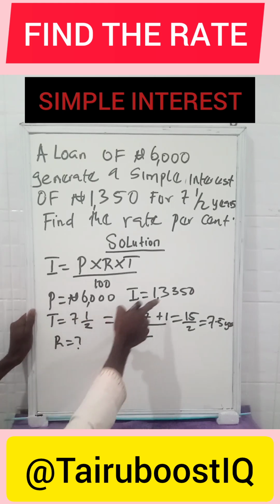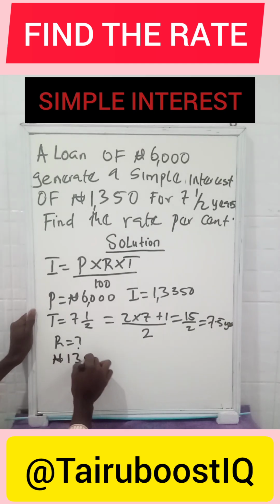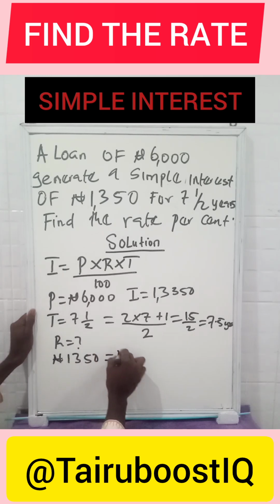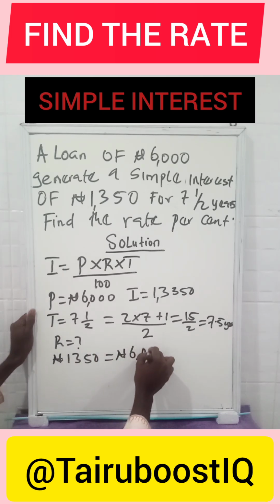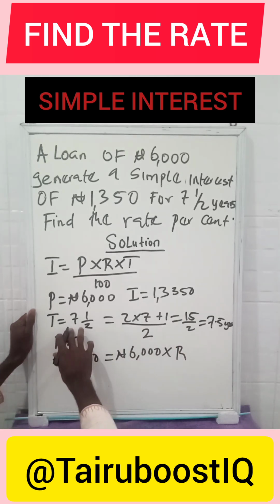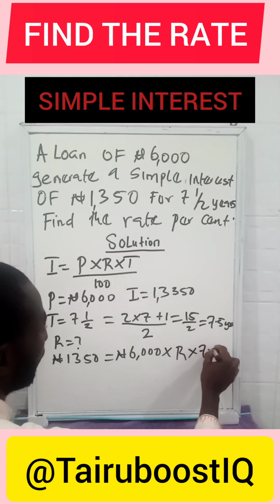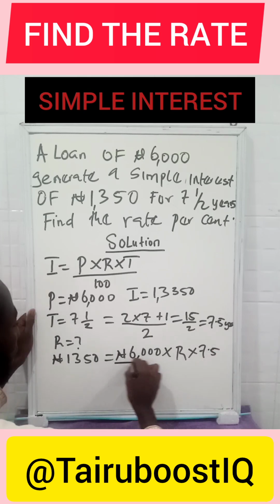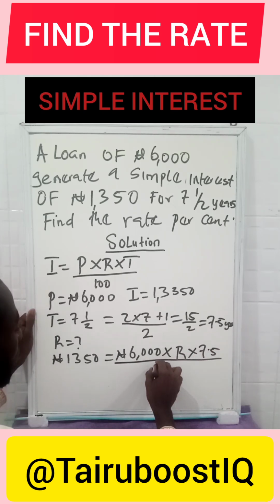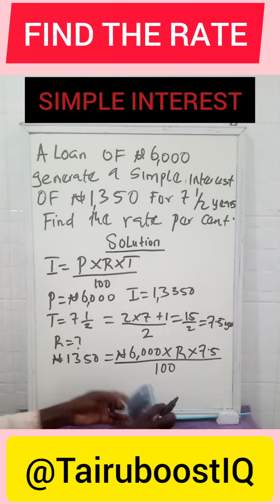So in place of I, since interest is given, I'm going to put 1,350 is equal to 6,000, because the principal is given as 6,000 naira, multiplied by my R, which is not given. The time, which is the years, is given to be 7.5. I'll divide everything by 100.